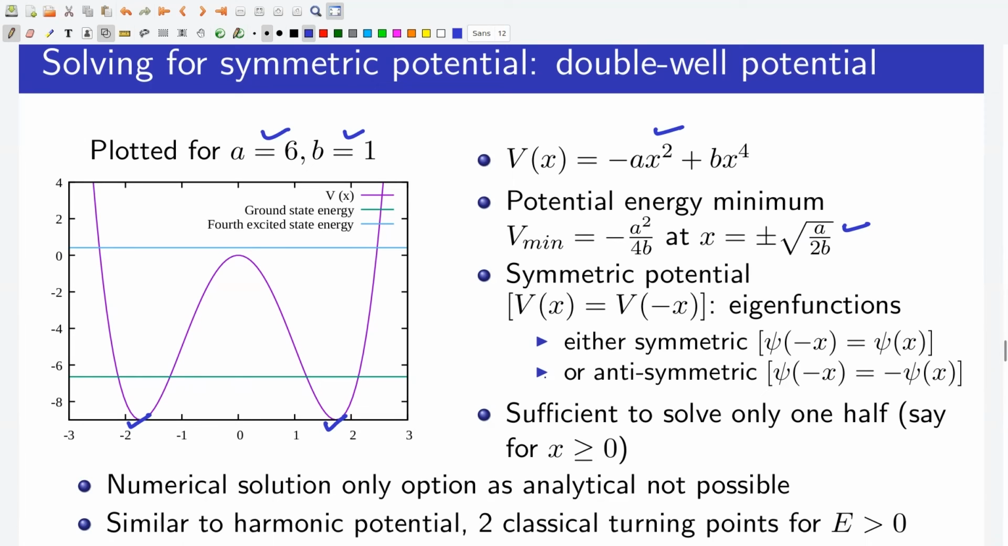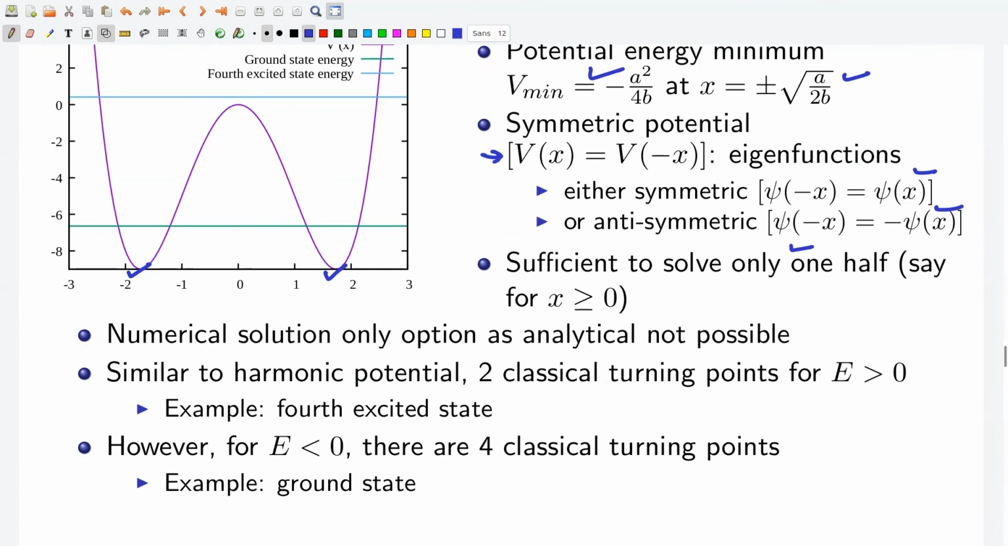It is straightforward to find the minimum value of the potential energy, given by V min equal to minus a squared by 4b. This is also a symmetric potential, that is V of x is equal to V of minus x. As a result, eigenfunctions are either symmetric, psi of minus x equal to psi of x, or antisymmetric, psi of minus x equal to minus psi of x. Thus, it is sufficient to solve for only one half, say for x greater than or equal to 0. Note that unlike harmonic potential, we do not have any analytical solution. Thus, numerical solution is the only option in this case.